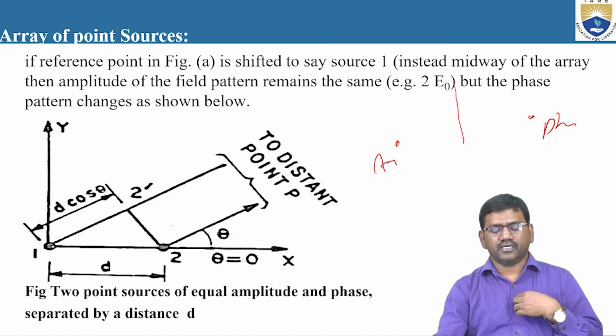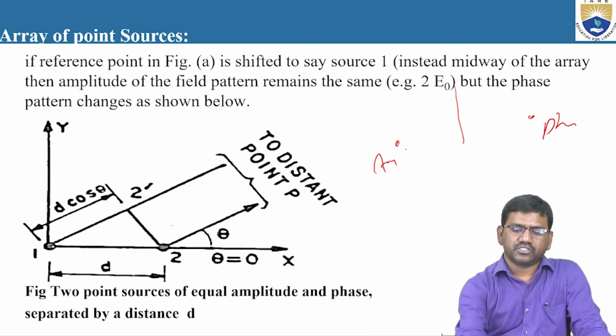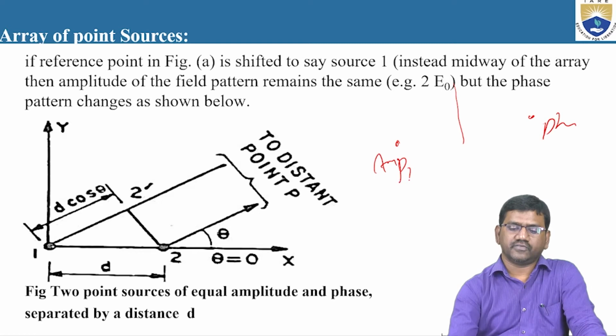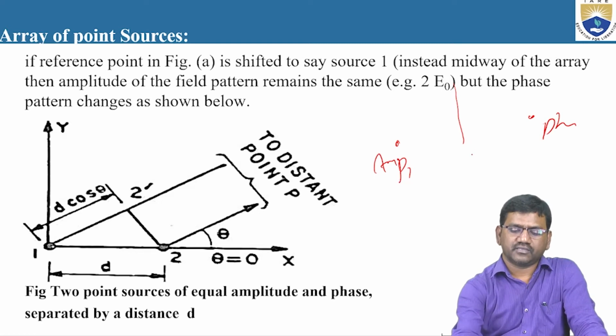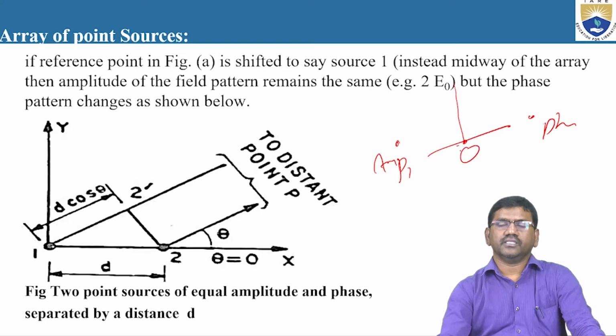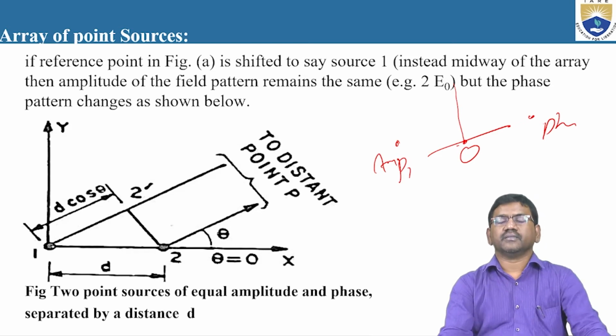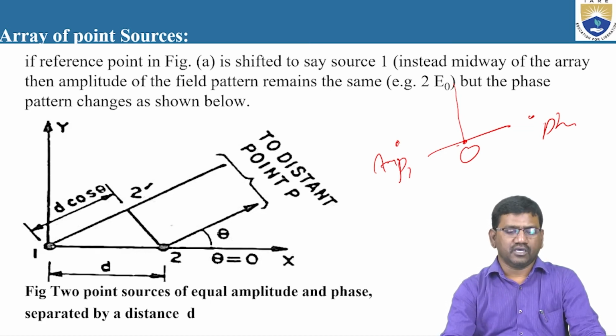In the second case, we are going to discuss what happens if point source 1 is shifted to the origin O. What will be the electric field strength due to these 2 point sources? We are going to derive the expression based on the point source being shifted to the origin.